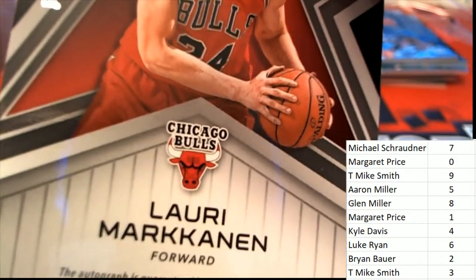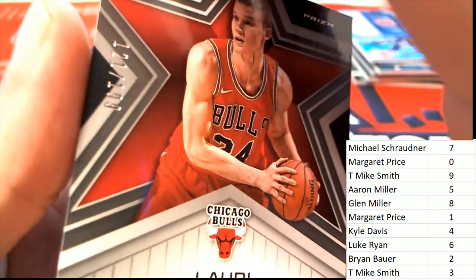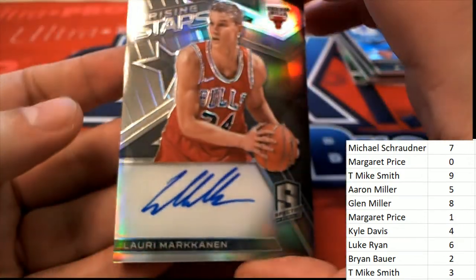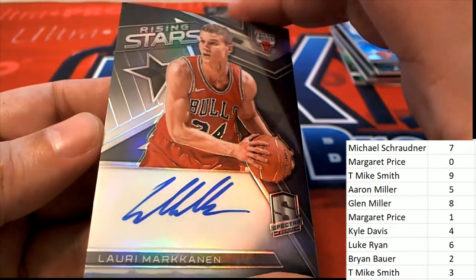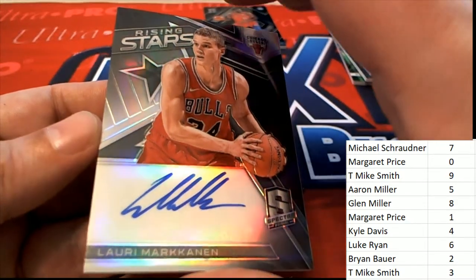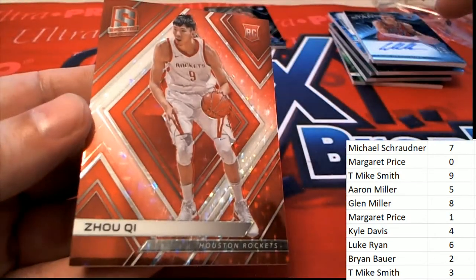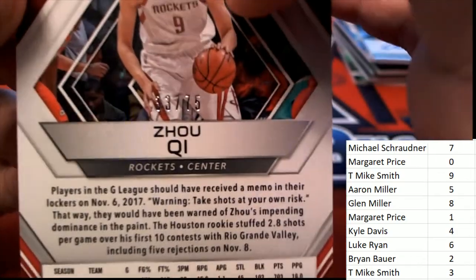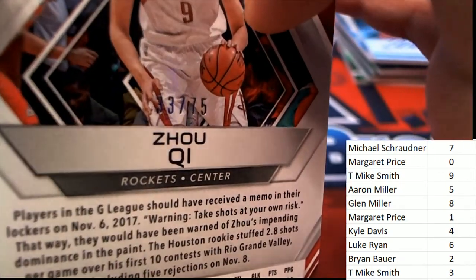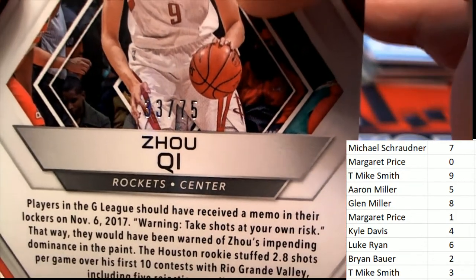Then now we have a Chicago Bulls. The number here is going to be 1. A nice auto for James. Congratulations. Rising Stars. And the final one in the box break is this rookie for the Houston Rockets. And that is... Boom, it looks like 3, and that is going to be T-Mike. So a nice rookie card for you, sir.